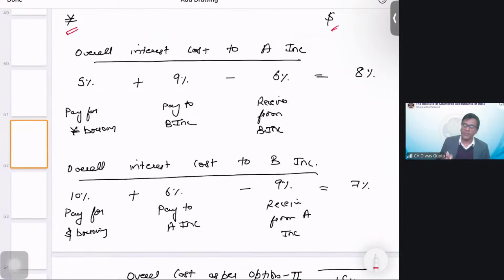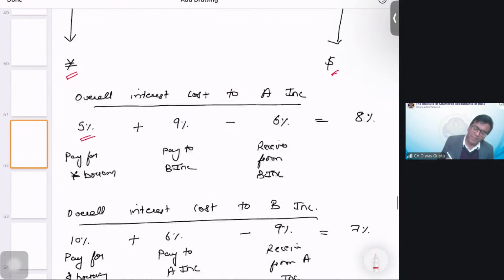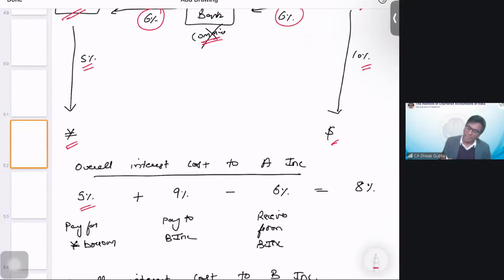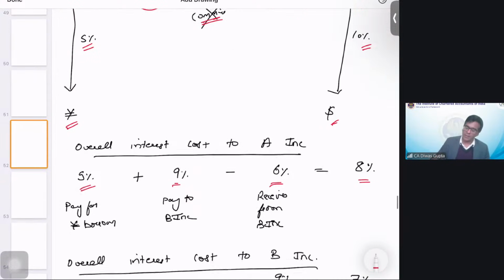So if you see now, what is the overall rate of interest cost to A Inc? 5%, which is as per the original loan, 9% to B Inc. that will be paid, and 6% will be received. So in a nutshell, 8% is the net interest expense for A Inc.